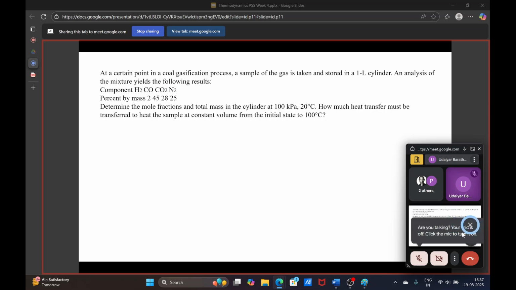The first part you can directly estimate: the mole fractions, and the mass we have also seen, which we estimate using the ideal gas equation with pressure, temperature, and so on. And for the second part, the heat transfer, since it is done at constant volume, you need to find Cv first to estimate the heat transfer.